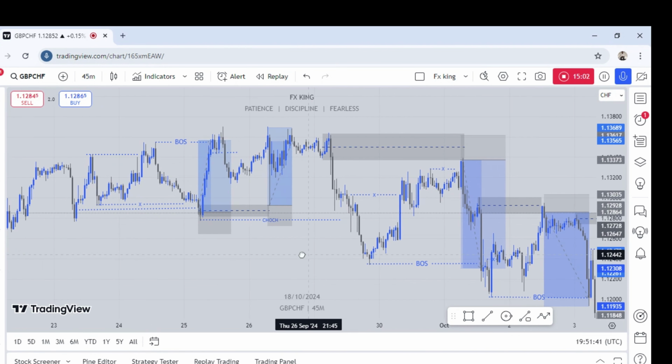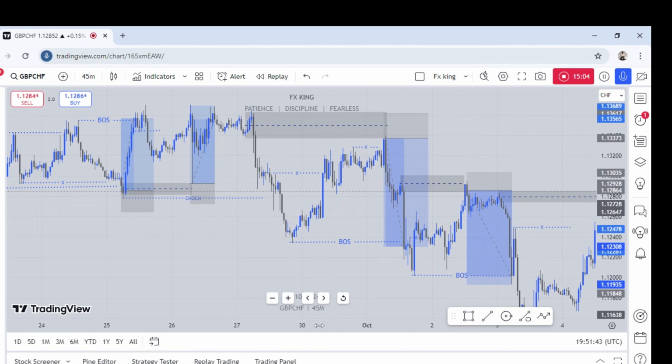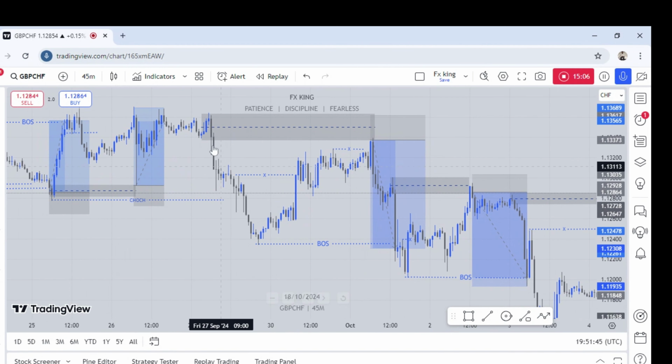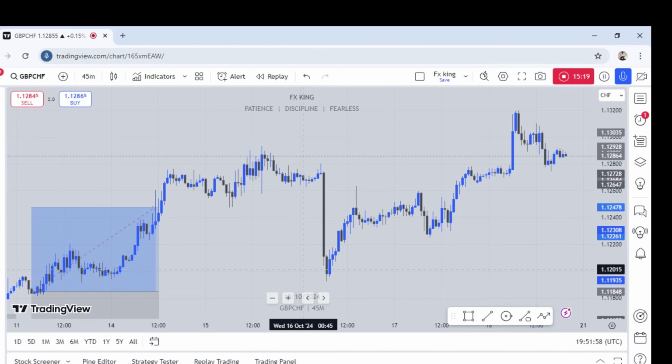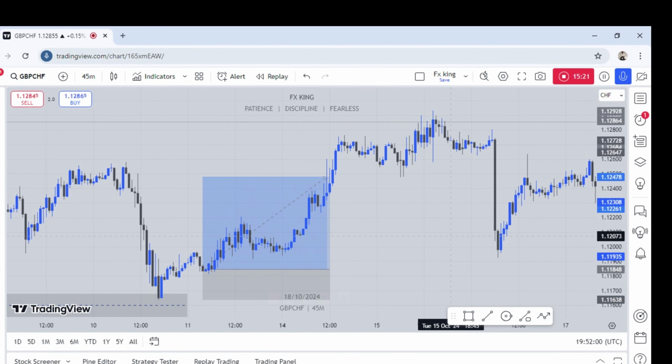After this change of character occurs, what am I waiting for? What was I waiting for here? I simply waited for this leg that gave me a change of character for an inducement, a pullback, just as simple as that. Once the pullback is taken out, which is this zone here, I started looking for my sell.